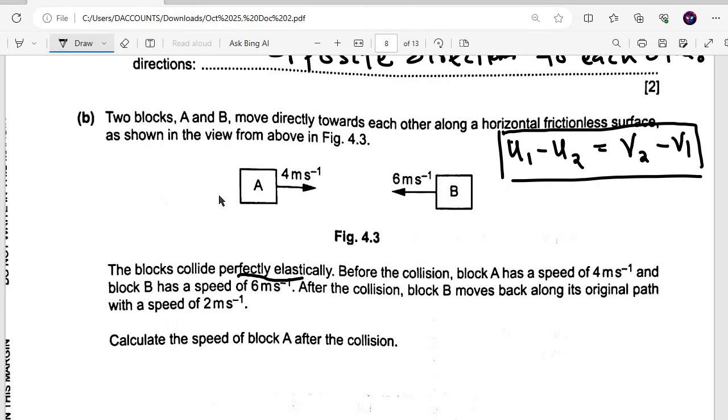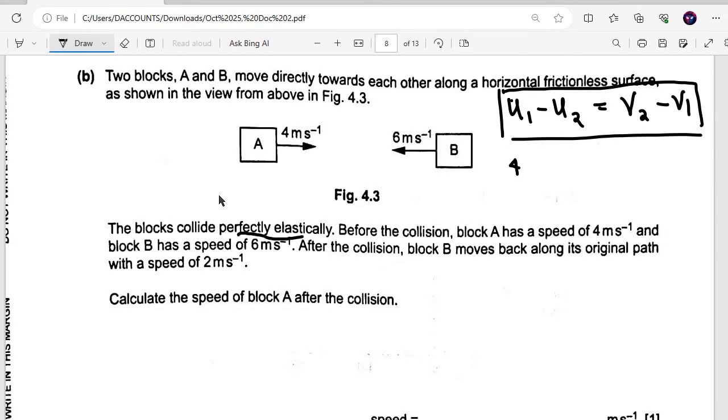So in this case, U1 is 4, minus, because B is going in the opposite direction, that's minus 6. The question said block A has a speed of 4 and B has a speed of 6. After collision, that's final, block B moved back along its original path.